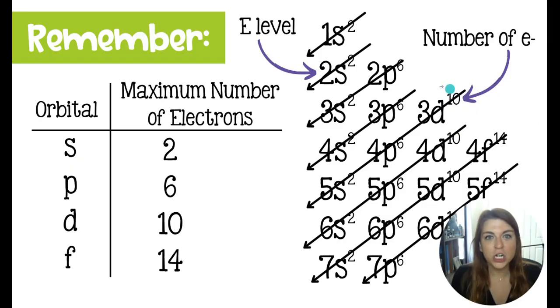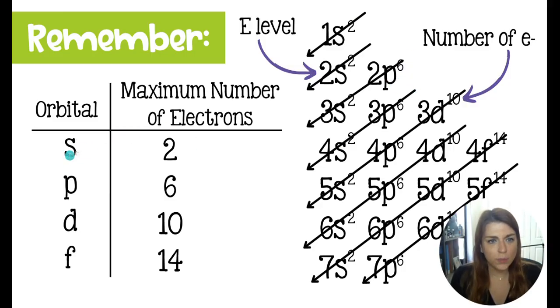So just a reminder, the big number out front tells you the principal energy level, which is going to correspond to the period on the periodic table. Unless you have the D shift. If you're in the D block, it's not technically the period number. It's one less than the period number. The little number up top tells you the number of electrons in that particular sublevel and in those orbitals. The maximum is listed in the diagonal rule, but you can fill less than the maximum.